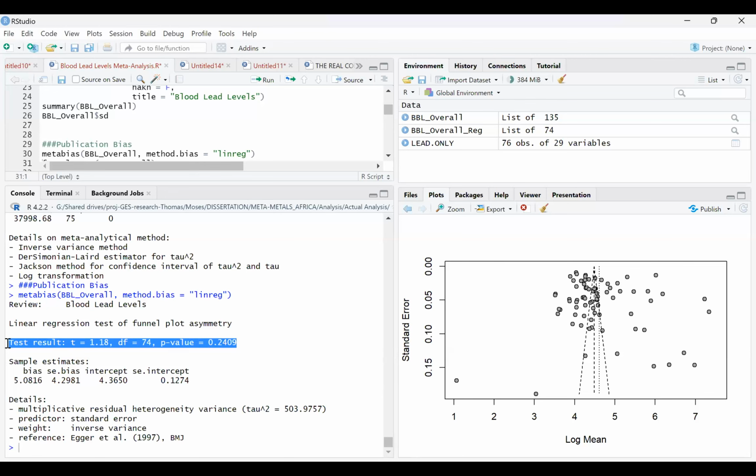And that is the issue. The bigger the p-value, the more likely symmetry becomes. The lesser the p-value, the less symmetric it becomes. In this case, you could see that the p-value is 24%. So we have a 24% chance that we observed this randomly, which simply says that there isn't enough evidence to show that there is publication bias. So I can still report my study without any problem.